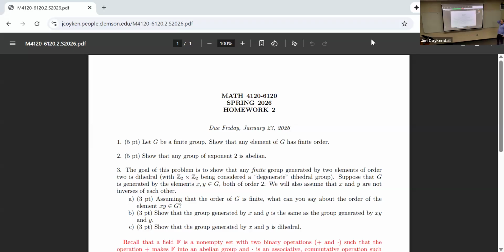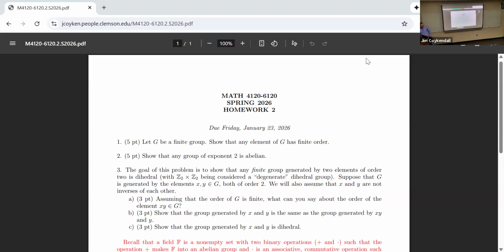Part B: show that the group generated by X and Y is the same as the group generated by X, XY, and Y. And we'll talk about what generated by means in a moment. We've mentioned it in passing. And show this group generated by X and Y is dihedral.